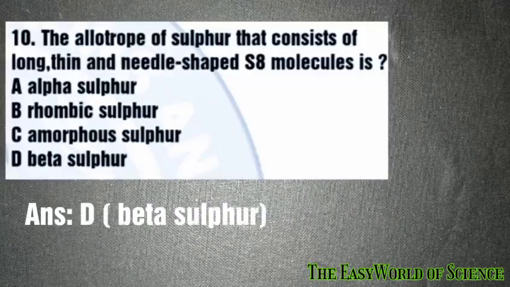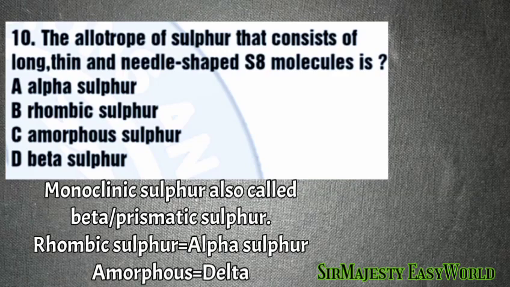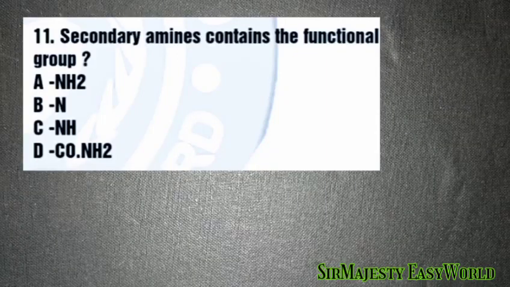Then number 10 is beta. Another name for beta sulfur is monoclinic sulfur, and it is also called prismatic sulfur. Rhombic sulfur is also called alpha sulfur, while amorphous sulfur is called delta sulfur. Number 11 is asking about the functional group present in a secondary amine. That's option C.